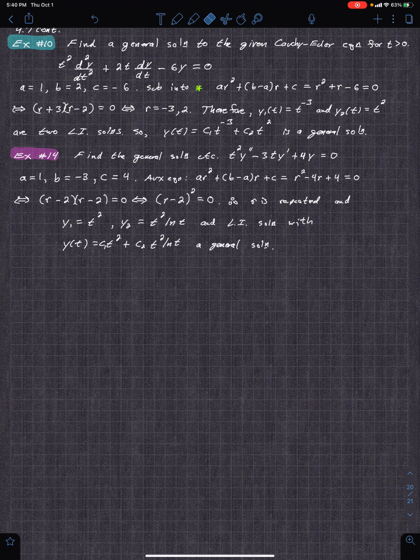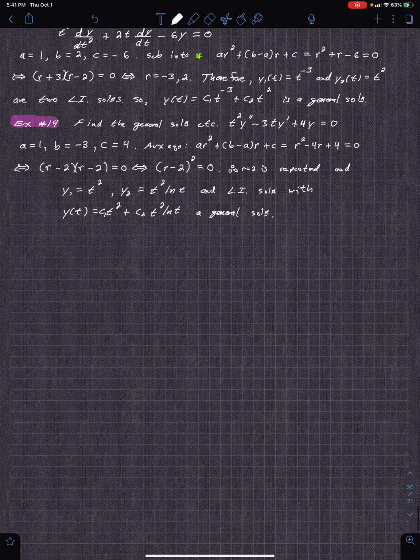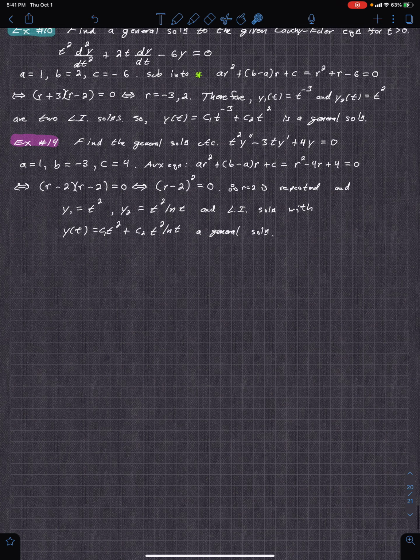And I should say here, therefore, r equal to 2 is a repeated root. And so when you have repeated roots, we have our form, which is t squared, and then t squared ln t are the linearly independent solutions. And then you just substitute into your form with C1, C2 for your general solution. Okay, so that's the process.